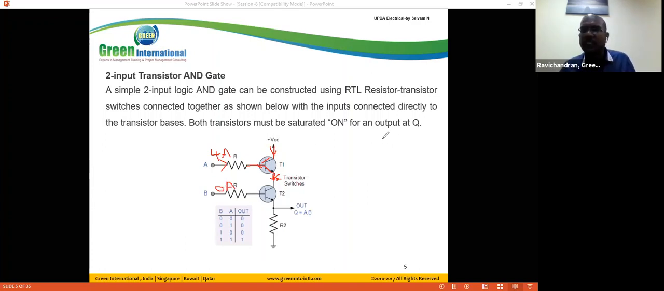Because what is the condition for the amplifier? If we give a base current, we get the output. If the base is 0, there is no output. So here there is no base current, so we didn't get the output here.